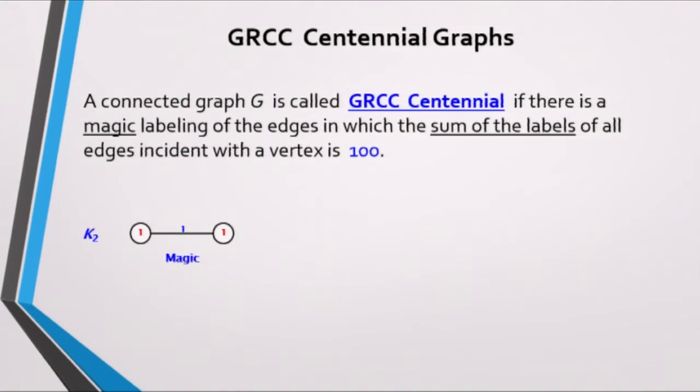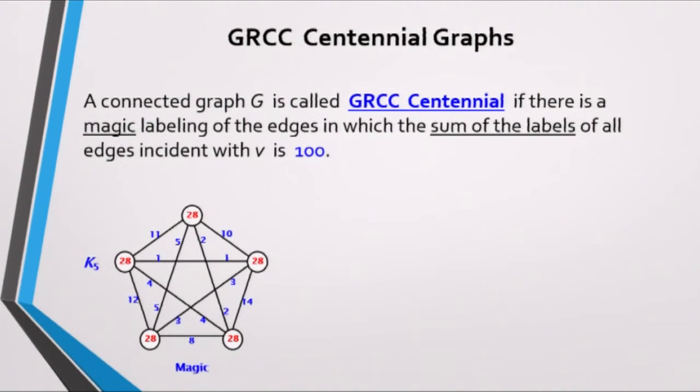Remember that magic graph? A very simple one. So how do we get the GRCC Centennial? Increase this label by 99. And here is a beautiful, elegant, simple GRCC Centennial graph.